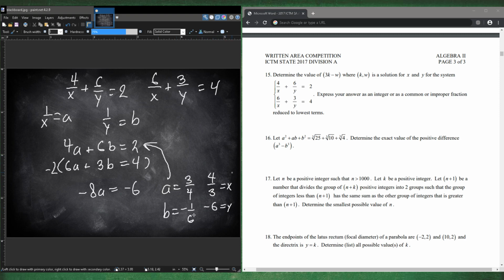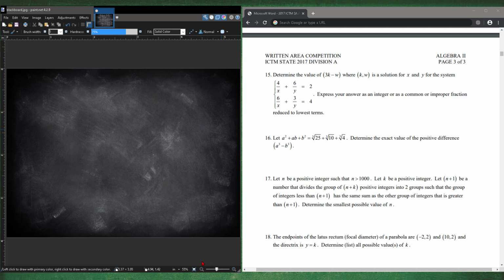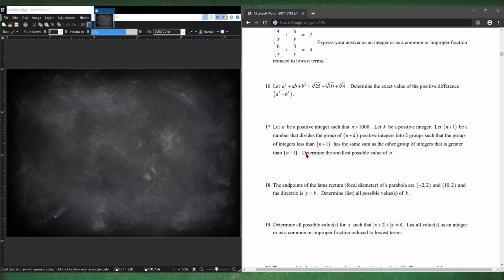So to find 3k minus w, where k is equal to x and w is equal to y. So 3 times 4 over 3 is 4, and then minus w, so minus negative 6 is plus 6, which is equal to 10. Okay, so our answer for number 15 is 10. Okay, just a few more to go.